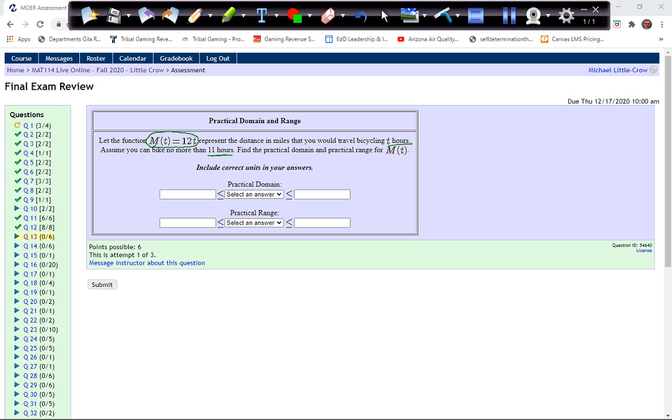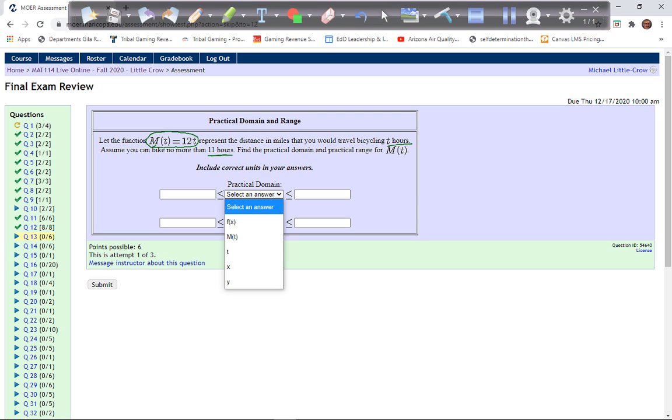So you can make it 11 hours. Well, what's your practical domain? Domain is the input, time bicycling, and so that is going to be our input value, which is t. The most we can do is 11. You can't really do negative time, but you can just not go. Maybe that's what I would do. Sit on the couch and not do anything. So 0 to 11, we'll say, is our possibilities.